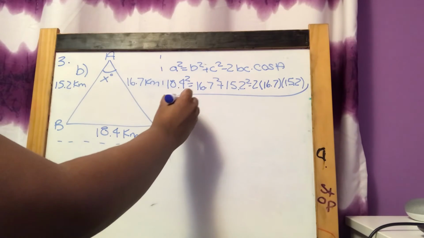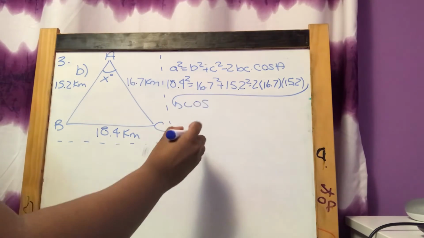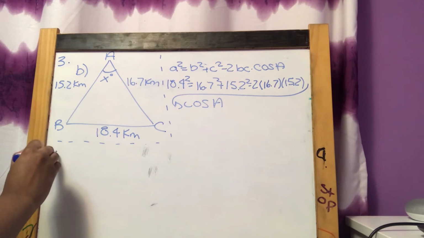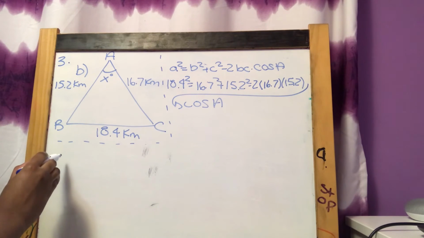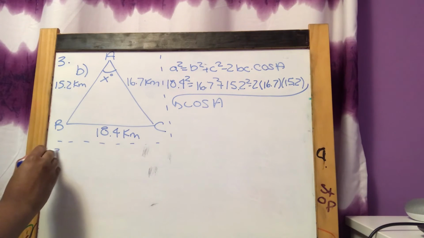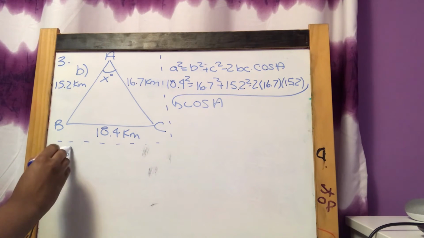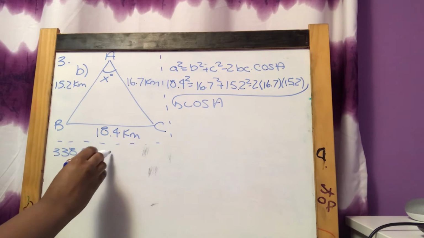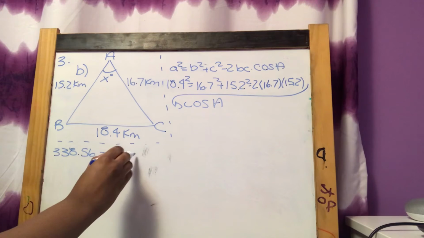Since I already have a squared given, I just put 18.4 because that's what a is, and then 16.7 squared plus 15.2 squared, and then minus 2 times 16.7 times 15.2, and then times cos of A. But since I don't know what cos of A is, I'm going to have to figure that out. So now I'm just solving what I already have, finding the answer of all the squared numbers that I have.